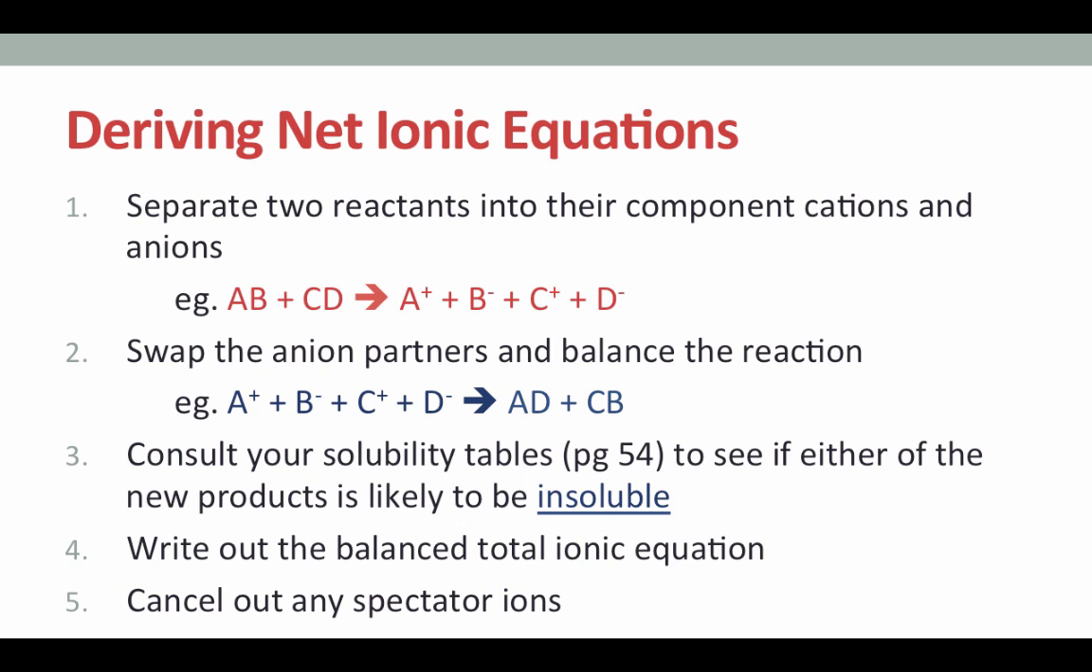So to see if we will form an insoluble product, we look at our original reactants and swap the anion partners. So now, as a product, we look at A combining with D and B combining with C to give us the products AD and CB. You will next consult a solubility table to see whether either AD or CB is likely to form an insoluble product. If an insoluble product is formed, we will balance the total ionic equation and then cancel out spectator ions to give a net ionic equation.